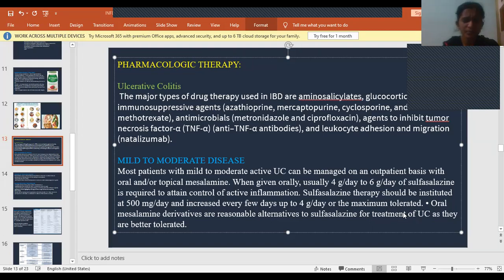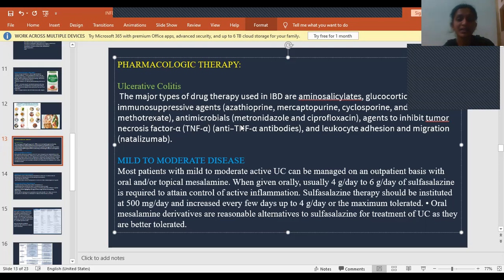Okay. So ulcerative colitis. Most of the drugs used in IBD are aminosalicylates, glucocorticoids, immunosuppressive agents, antimicrobials, and agents to inhibit tumor necrosis factor. As we said, in the pathogenesis TNF alpha is produced, so we use agents to inhibit TNF alpha, and agents to inhibit leukocyte adhesion and migration. The immunosuppressive agents commonly used in ulcerative colitis are azathioprine, mercaptopurine, cyclosporin, and methotrexate.